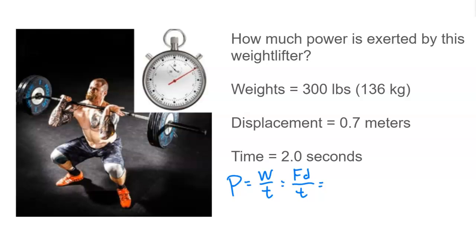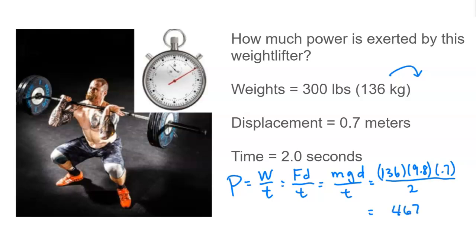And the force, we need to calculate this into weight, because right now this is actually the mass. So to get the weight, it's going to be mgd. That's going to give us the work, divided by t. Okay, so m is 136. The g is 9.8. Displacement is 0.7. And then the time is 2 seconds. And we calculate all that, we get 467 watts.